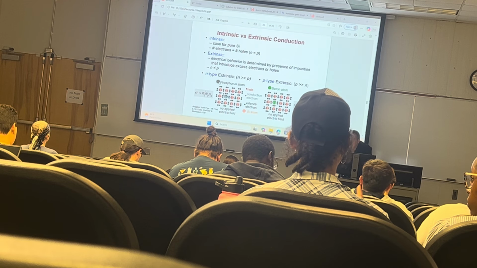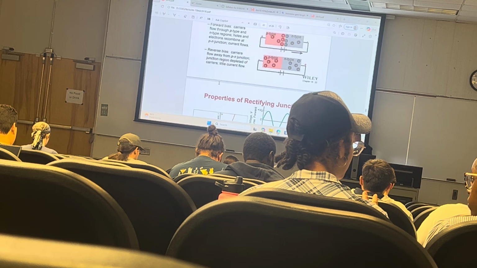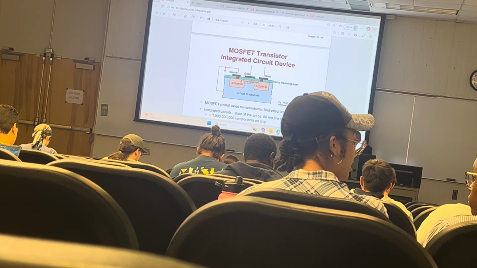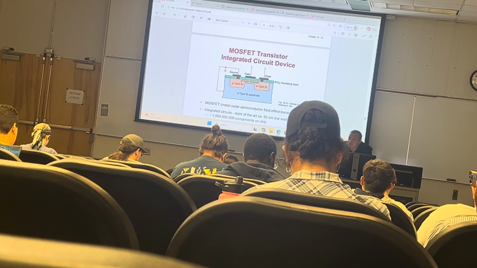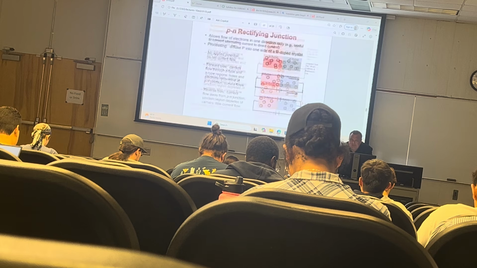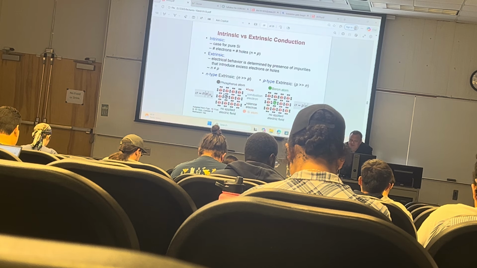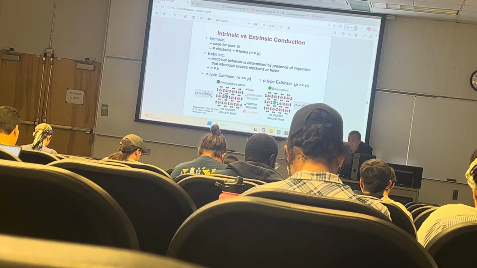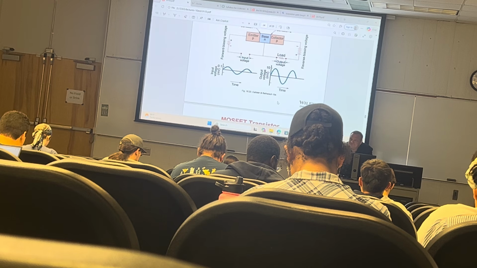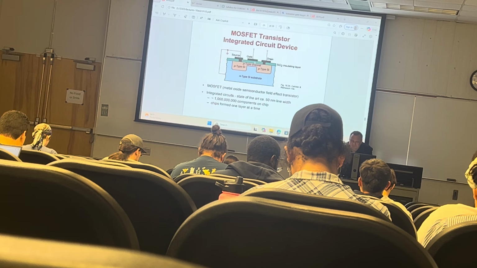Okay. And then what we're doing is we are creating the regions that are going to be P-type semiconductors. And that is going to be doped with what? Boron. Okay. And how is it physically done? How would you make a structure like this?